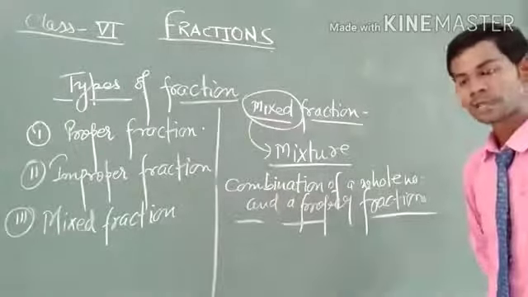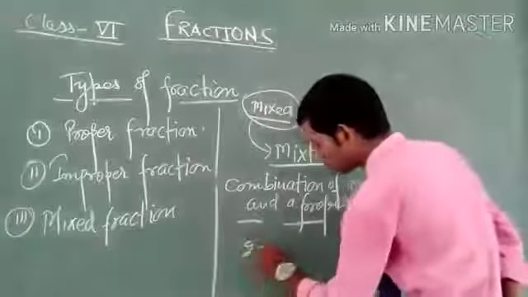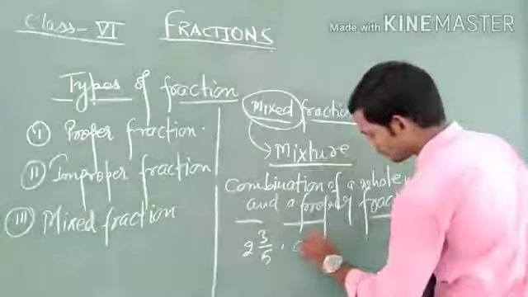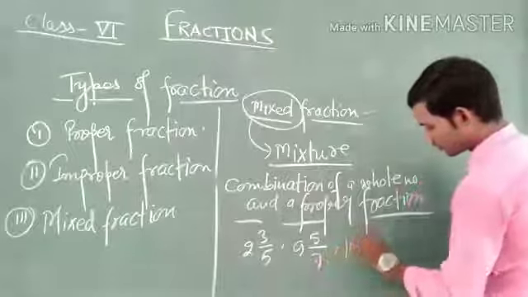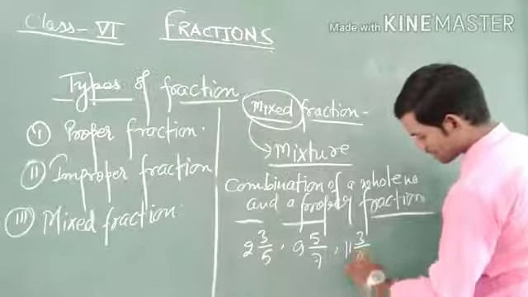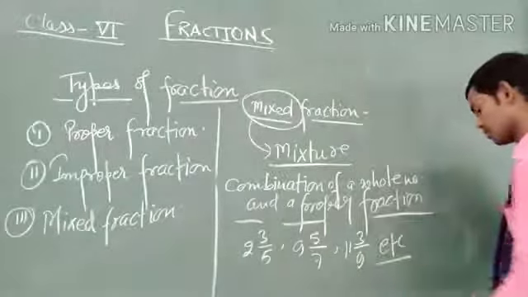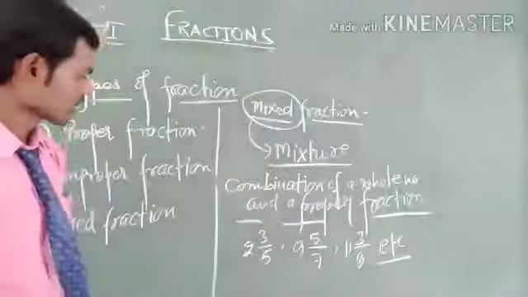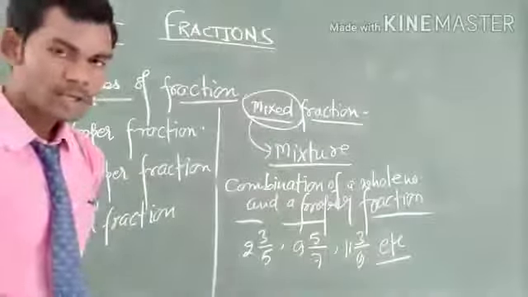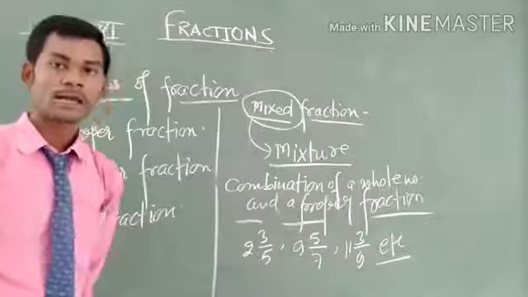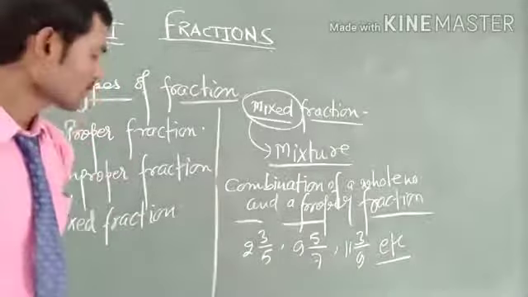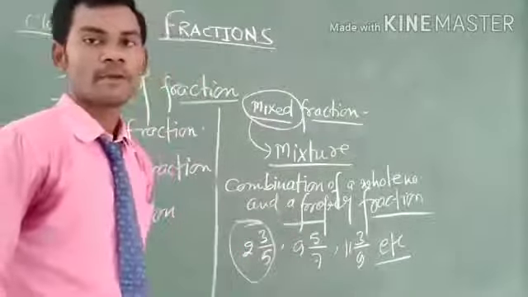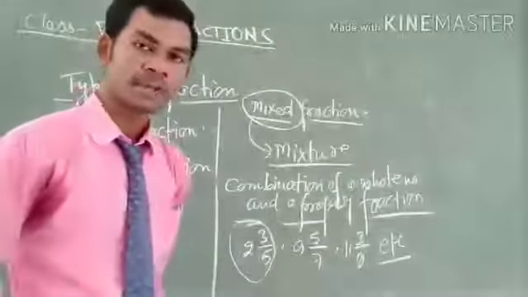And here we give examples such as 2 whole 3 upon 5, 9 whole 5 upon 7, 11 whole 3 upon 9, and so on. These are examples of mixed fractions in which we have a whole number and a proper fraction. In this fraction we can see the combination of a whole number with a proper fraction. That's why they are known as mixed fractions.